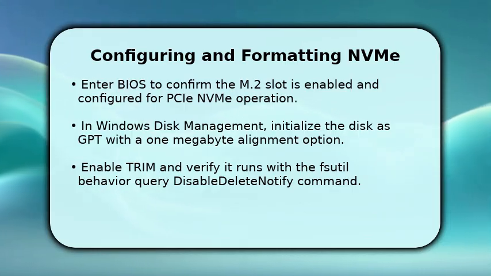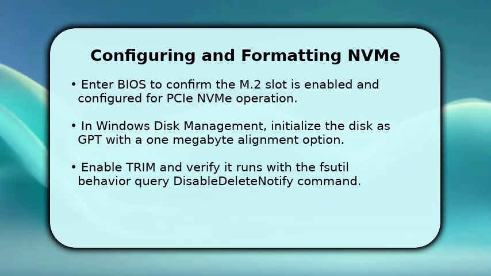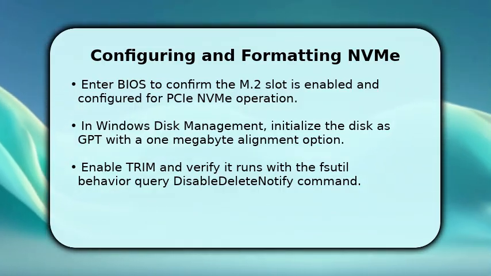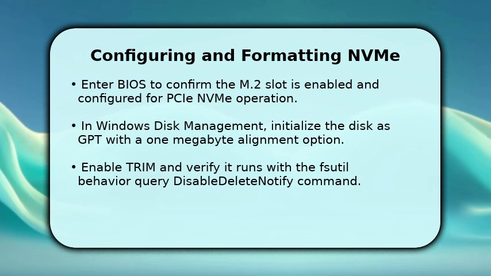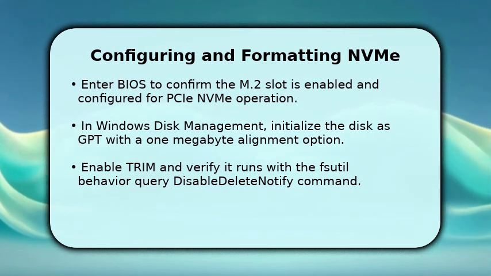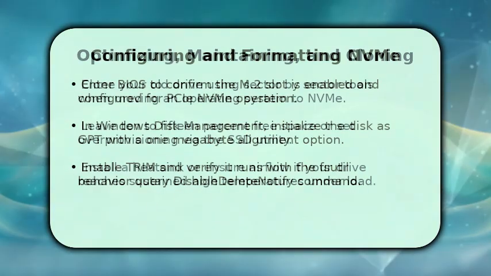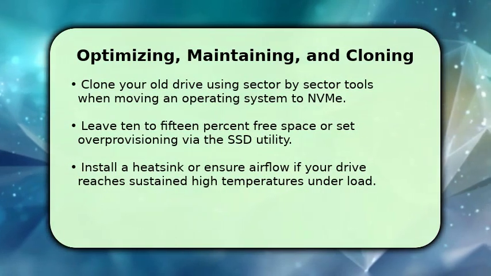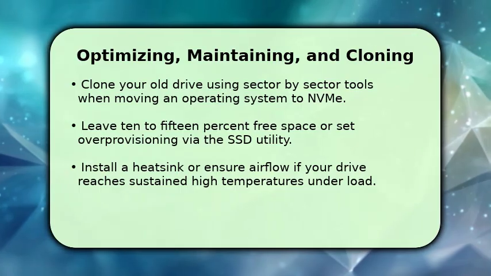In Windows Disk Management, initialize the disk as GPT with a 1 MB alignment option. Create an NTFS partition. Choose allocation unit sizes. Clone your old drive using sector-by-sector tools when moving an operating system to NVMe. Perform a full backup before cloning and validate the copy after completion.